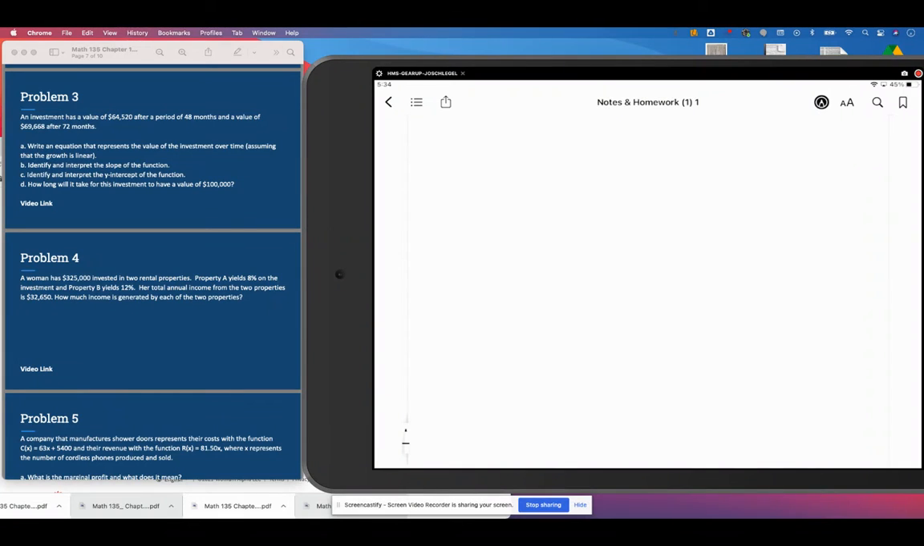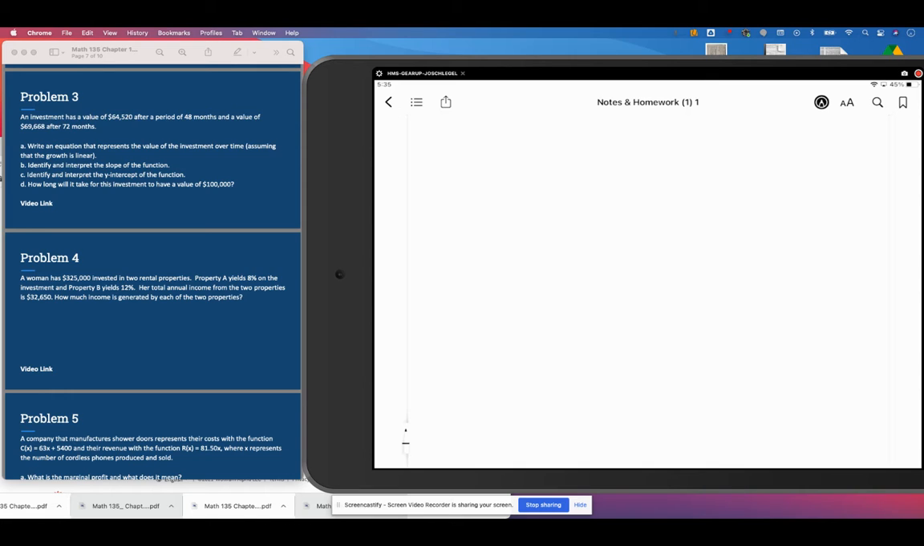And for number 3, an investment has a value of $64,520 after 48 months, and a value of $69,668 after 72 months. We're asked to write an equation that represents the value of the investment over time, assuming that it's linear growth. So we do have 2 points.